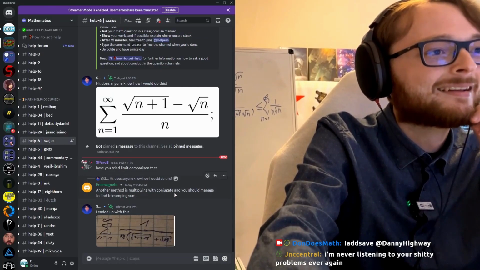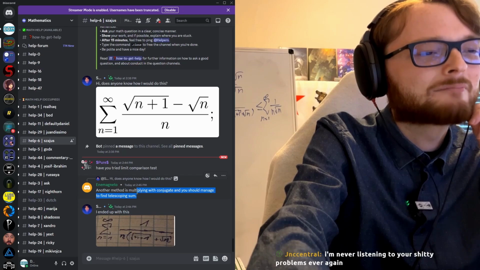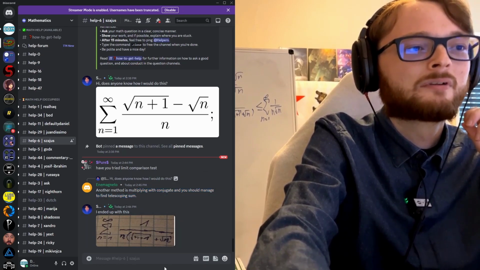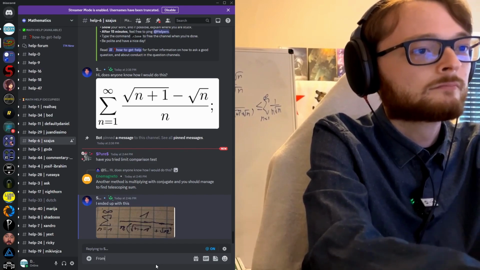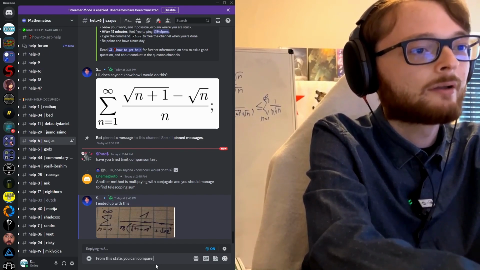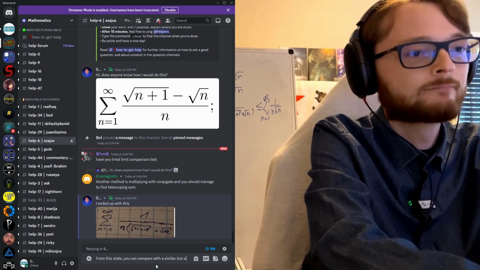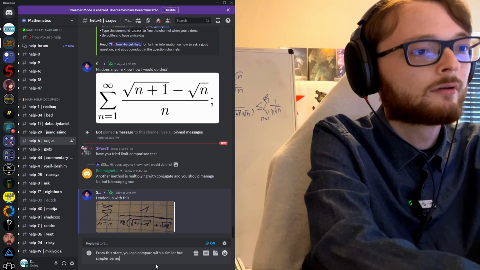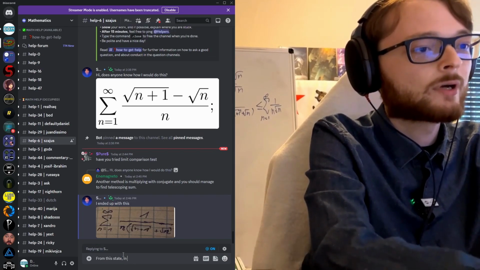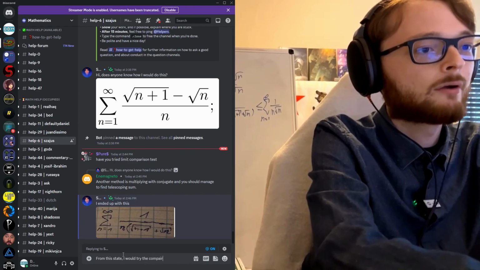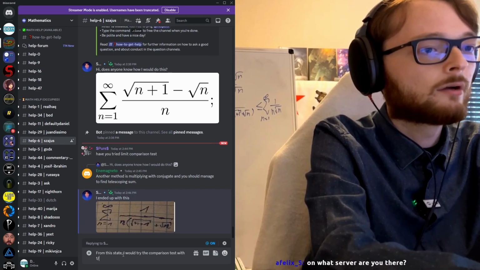Oh no. No, don't do limit comparison. Wait. That doesn't telescope. You can compare it with a similar but simpler series. Or from this state, I would try the comparison test with 1 over n square root n.